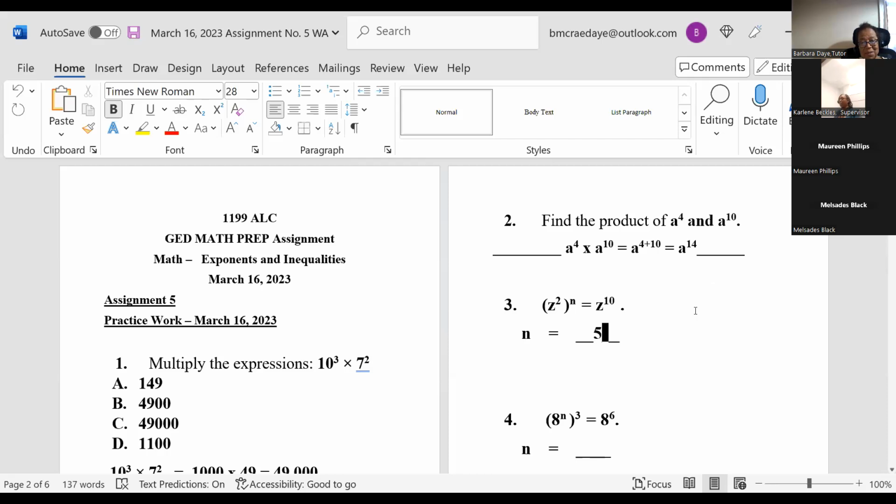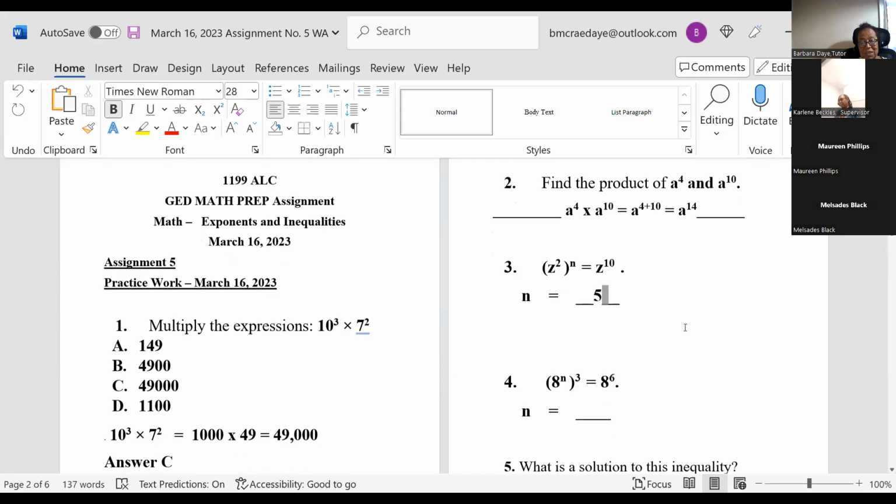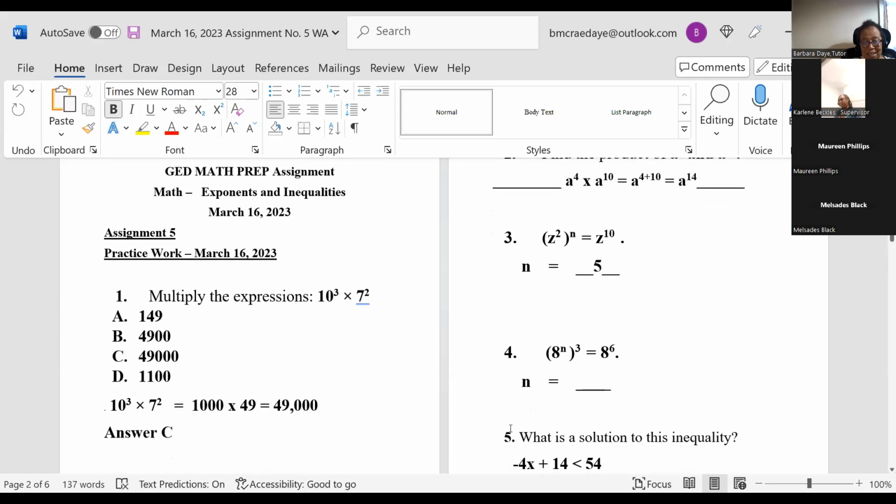Got it? Maureen, is that clear? Then you can do number 4, right? Okay, you can do number 4. That's another power to a power. So n can only be what, Maureen? Let's see. 2. That's it. To get 6, you can only multiply 2 by 3. So n is 2.